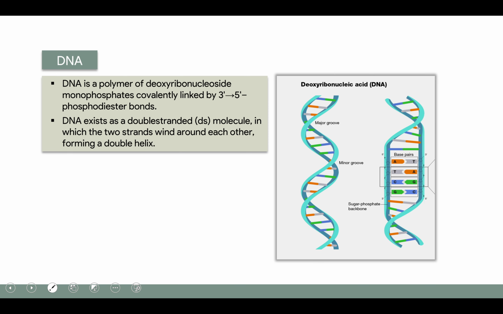Now look at the structure here. This is DNA which has a major groove and a minor groove. It is a polymer of deoxyribonucleoside monophosphate, which is covalently linked by 3' 5' phosphodiester bonds, and there are hydrogen bonds which keep the two strands together. DNA exists as a double-stranded molecule in which two strands wind around each other to form a double helical structure.